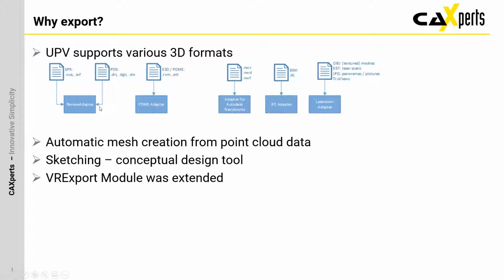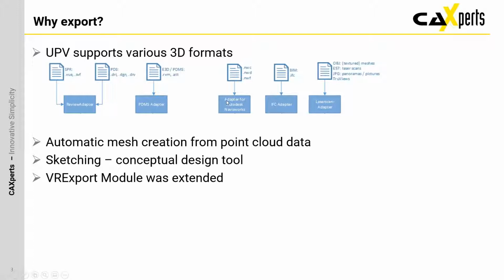So we have one adapter called Review Adapter. This one is able to convert your Smart Plant review data. This means view files and SVF sessions. We do have also support for PDS in here, so DRI, DGN, and DRV files can also be converted using Review Adapter. For E3D or PDMS, we do have this PDMS adapter. This one basically consumes RVM and ATT files.